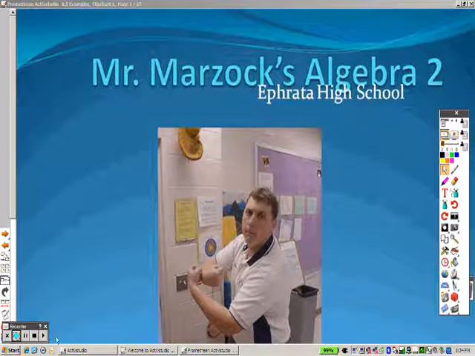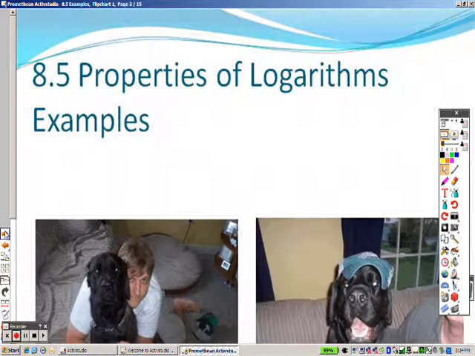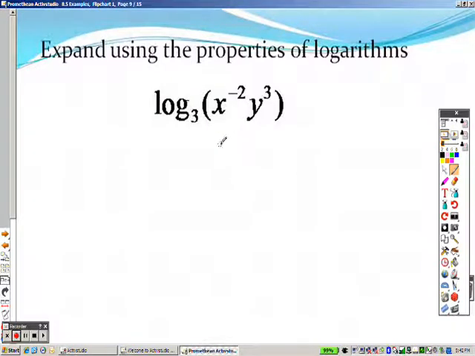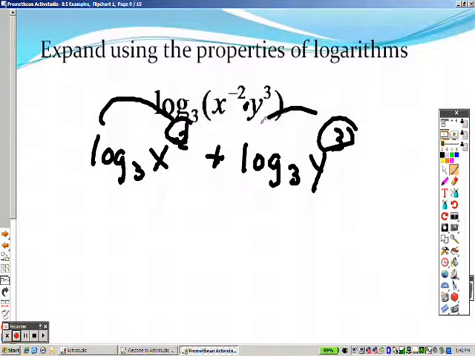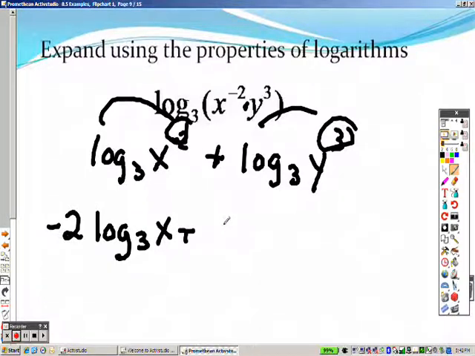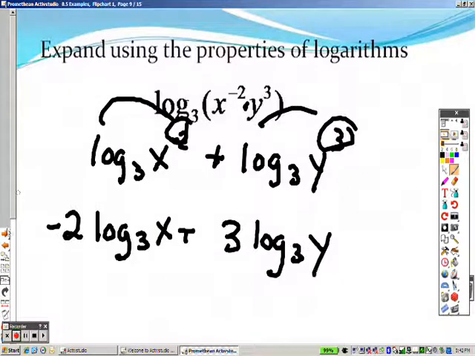Right, 8.5 and 8.5, we were talking about properties of logs. With this one, it is multiplication in there, so I can separate those two as log base 3 x to the negative 2 plus log base 3 y cubed. Since this is an exponent, I can move those exponents out in the front, and that was a negative, so it's negative 2 log base 3 x plus 3 log base 3 y. And I'm done already.